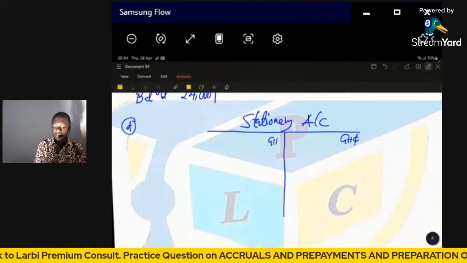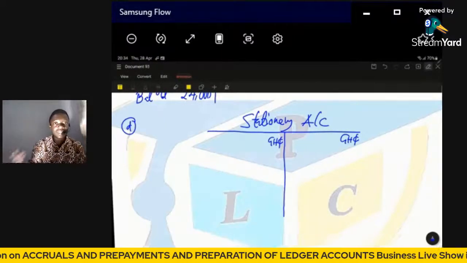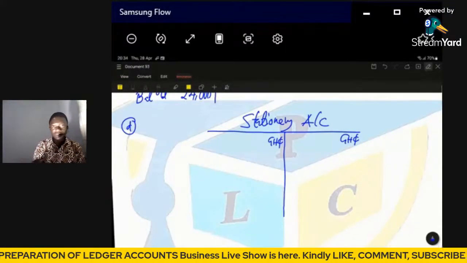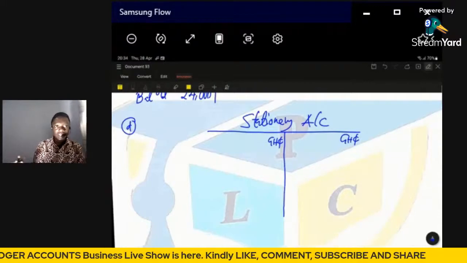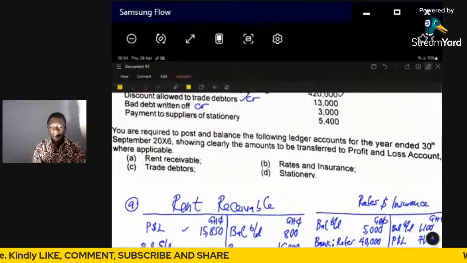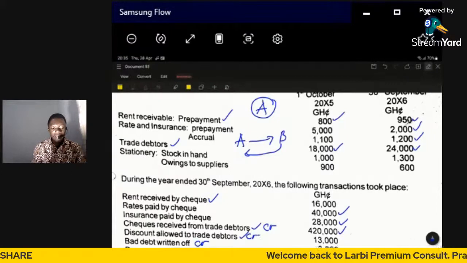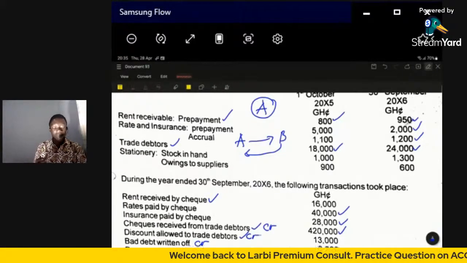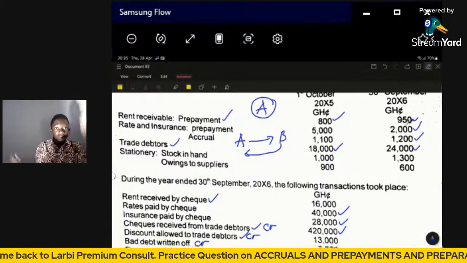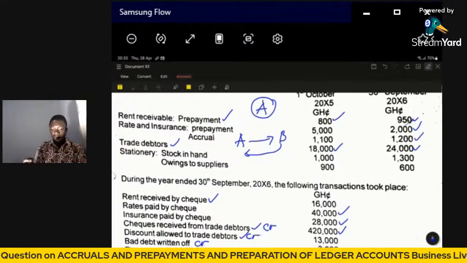So the same thing we're going to do. You check whether we have any opening balances in the books. You record it, and other information that transpired during the year, you also record. So let's see. When it comes to stationery, we have stock in hand, because stationery are basically pens and pencils that we use for administrative purposes in the business. So you're going to have an account for it, so that we record.